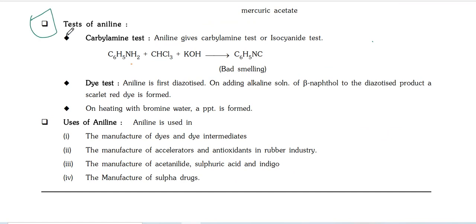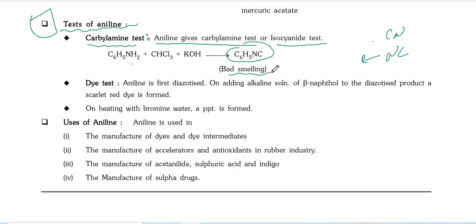Next, tests of aniline. Carbylamine test. This is the functional group test, the carbylamine test for primary amines. Aniline gives the carbylamine test, or isocyanide test. Cyanide is CN, isocyanide is NC. The isocyanide test gives a bad smell, a foul smell. Only primary amines are giving the carbylamine test.